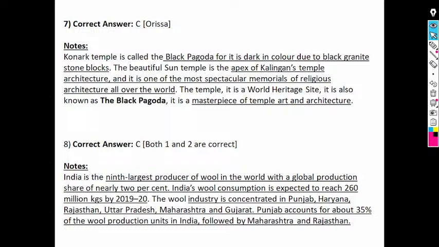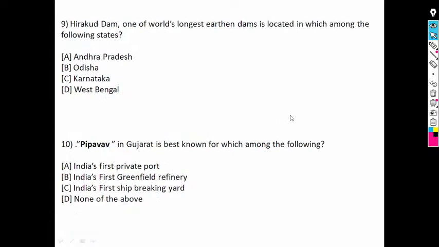The wool industry is concentrated in Punjab, Haryana, Rajasthan, Uttar Pradesh, Maharashtra, and Gujarat particularly.